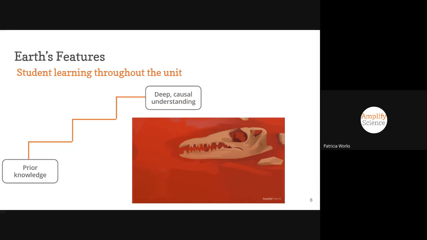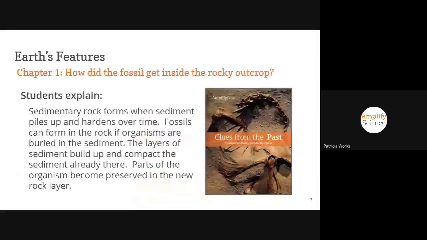For each chapter, I'll highlight 1 or 2 key evidence sources students use. But remember, in every chapter and indeed every lesson, students gather evidence multimodally from many different sources. In Chapter 1, students investigate the question, how did the fossil get inside the rocky outcrop? They learn that sedimentary rock forms when sediment piles up and hardens over time. Fossils can form in the rock if organisms are buried in the sediment.